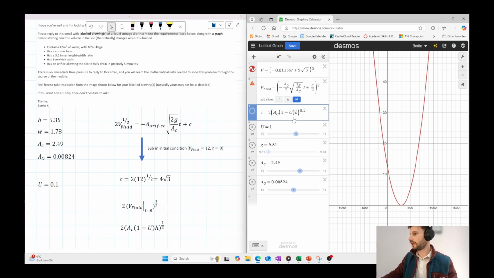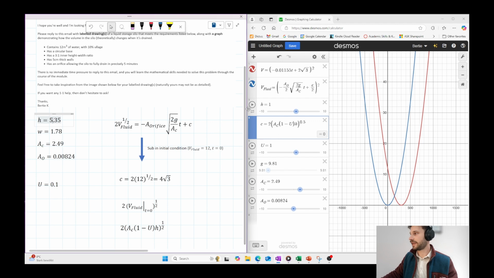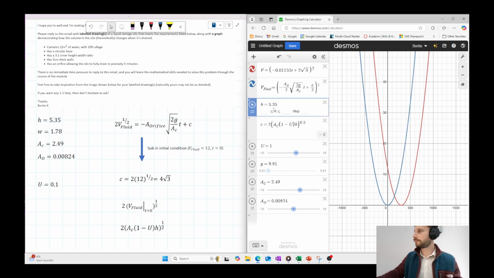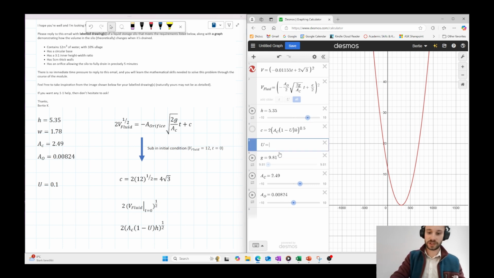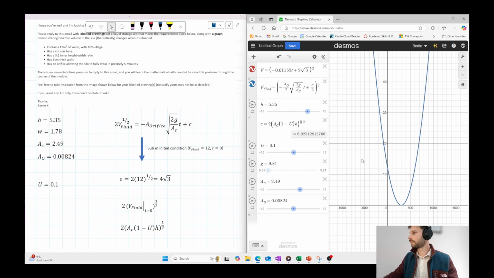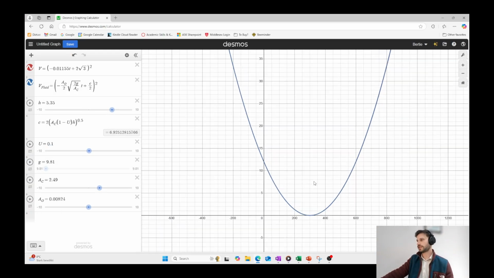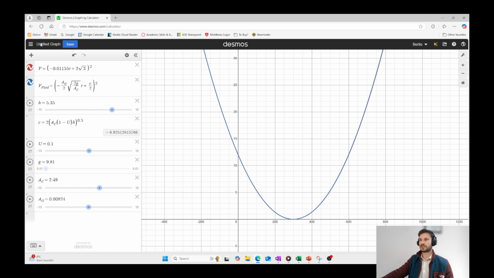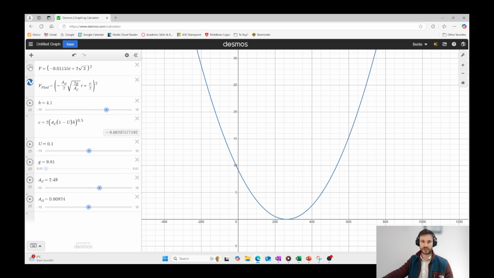Okay, and we need a value for U here, and we need a value for H. So we understand that H is 5.35 here. And we understand U is 0.1. And we can see that, again, the general graph, or the blue graph here, is overlapping with our particular form. So we know that we've done this correctly now. Okay, so let's take a look at this. If I want to hide one of these graphs, so let's say I wanted to hide the red graph here, the particular graph, I can just click on this here and it's gone, and all I see here is the blue now.